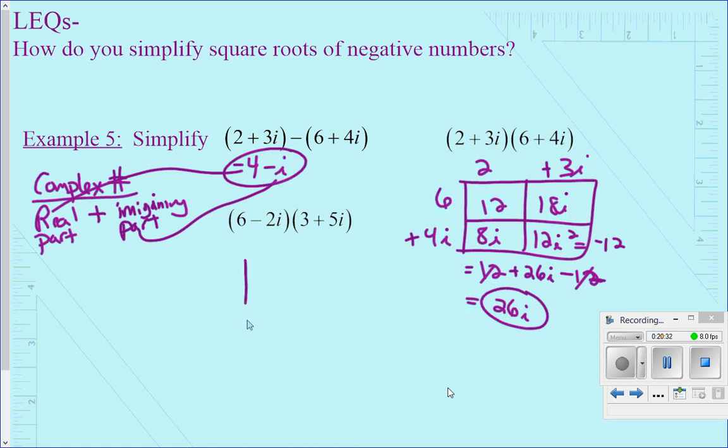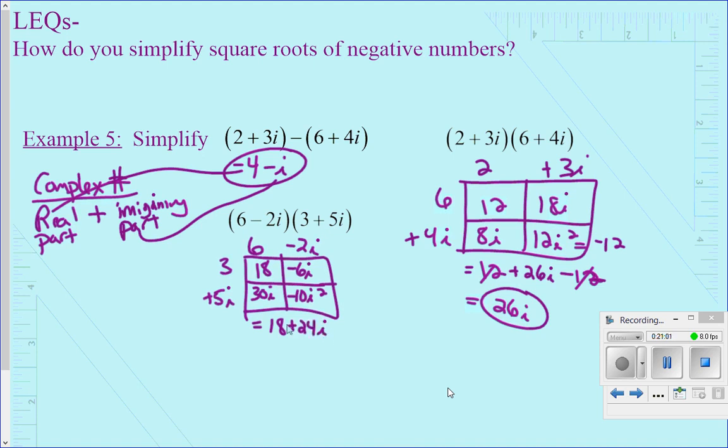Next, we'll try this one. Again, we're multiplying binomials. So I have 6 minus 2i and 3 plus 5i. So we have 3 times 6 is 18, 3 times negative 2i is negative 6i, 5i times 6 is 30i, 5i times negative 2i is negative 10i squared. So I have 18, negative 6i and 30i is 24i. And negative 10i squared means negative 10 times negative 1, which is positive 10. So I'm adding 10 on. So 18 plus 10 is 28 plus 24i.